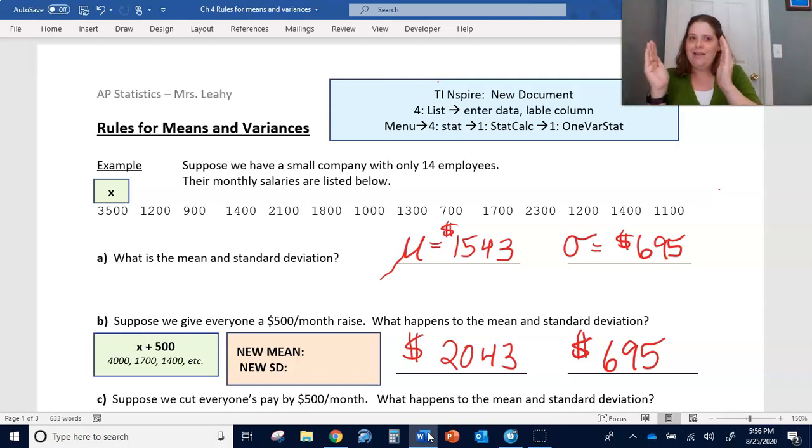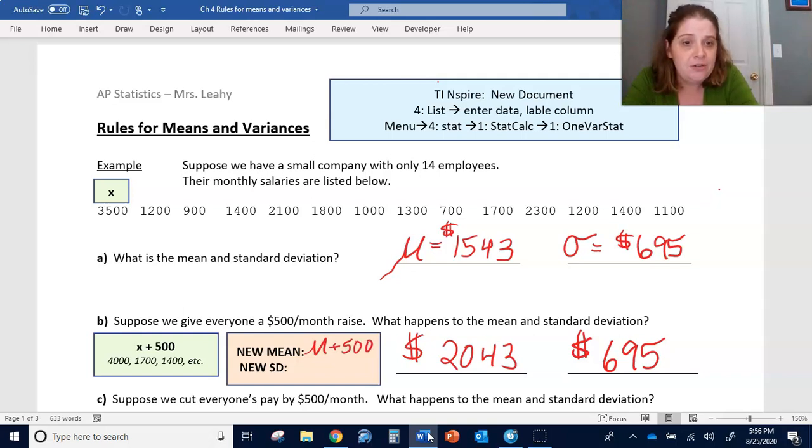The whole set of data moves, but standard deviation is a measure of spread, and the spread is not changing. The data looks exactly the same as it did before. It was just over here, and now it's shifted over 500 spaces. Every number is just 500 bigger than it was before. So our new mean is basically the old mean, mu, plus 500.